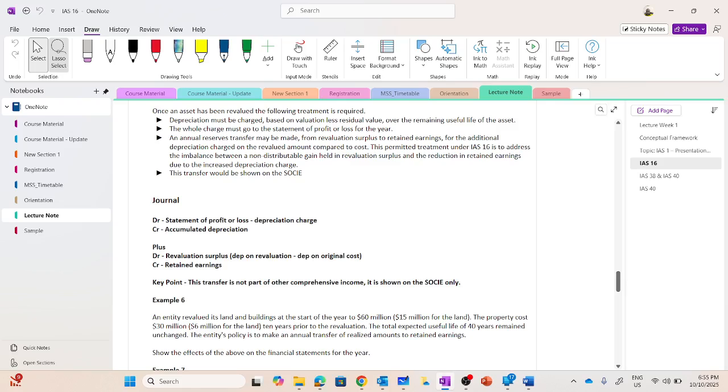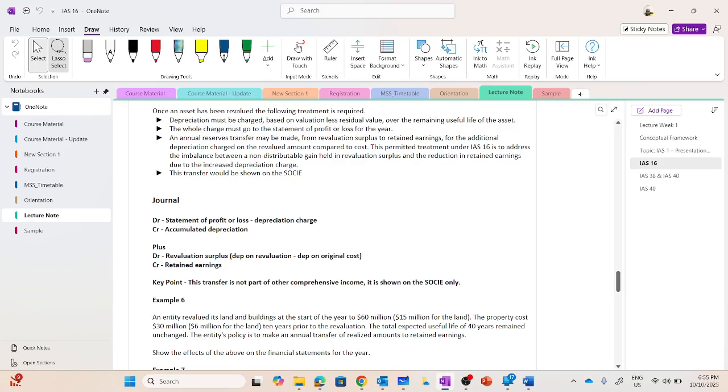The basis for this double entry is to ensure that the revaluation surplus and the retained earnings, we need to reconcile the imbalance in terms of depreciation between these two. We need to know that as well. So now the key point, this transfer is not part of other comprehensive income. It is shown on the statement of changes in equity only. When we prepare the statement of changes in equity, we are going to debit, reduce the revaluation surplus, and we are going to increase our retained earnings.